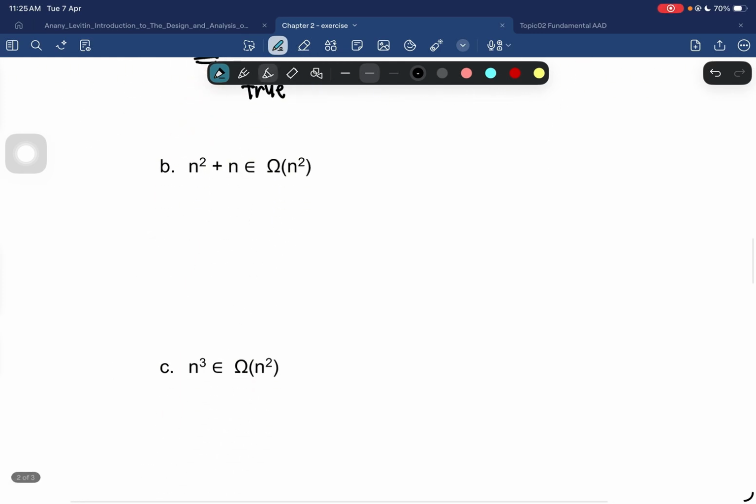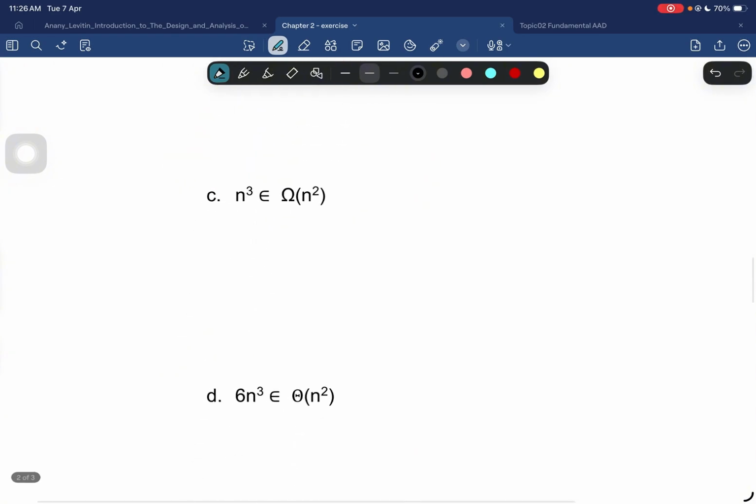Same goes for this question. Which one is more dominant? The more dominant is n square. n square plus n belongs to Omega(n square). We are comparing between these two, and it is the same, so it is true. Why is it true? Because omega is a lower bound, so it needs to grow faster than or at the same rate, so it is true.